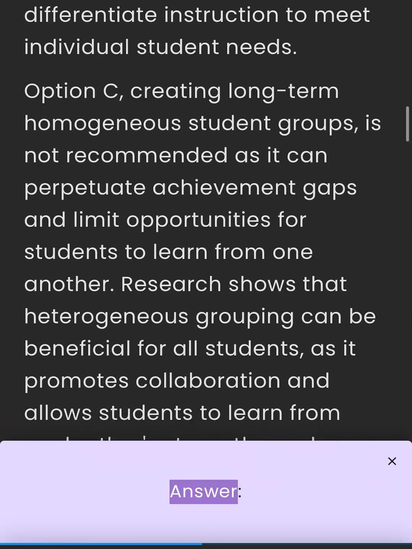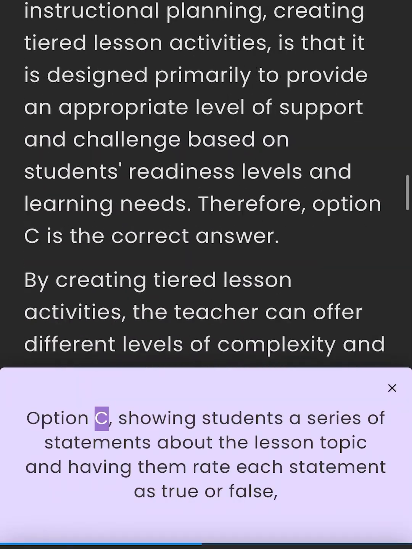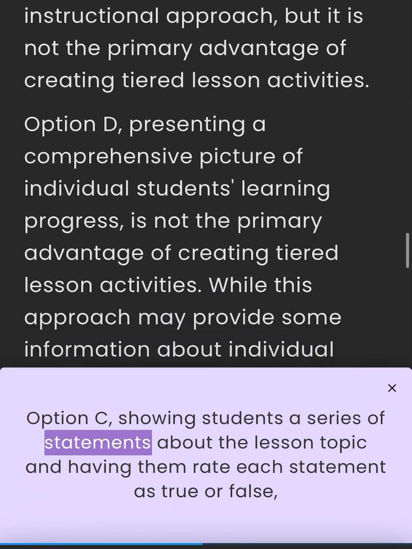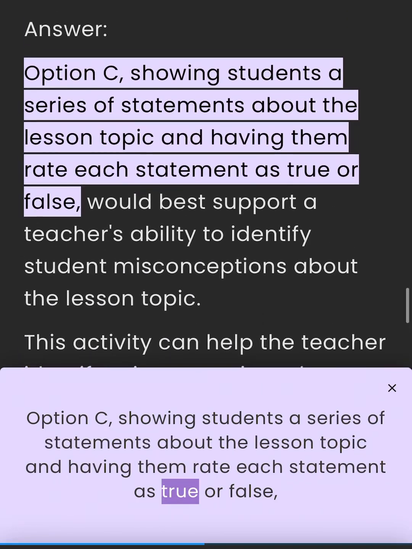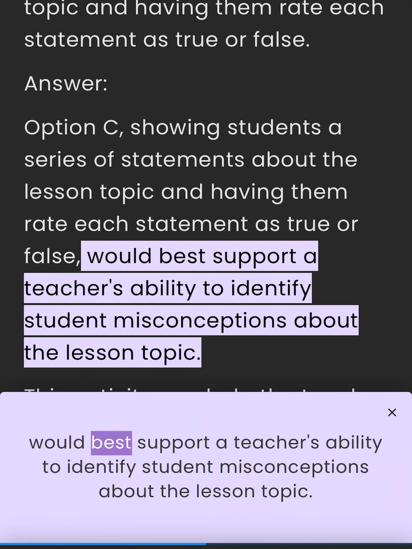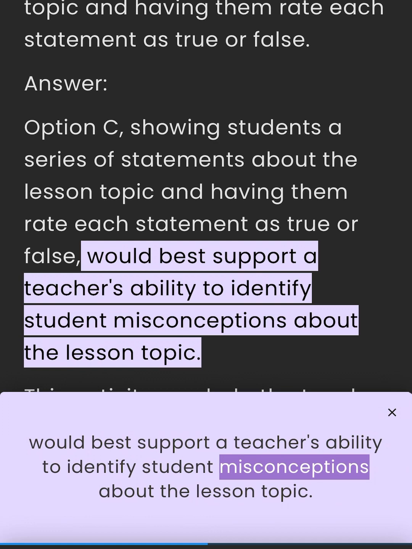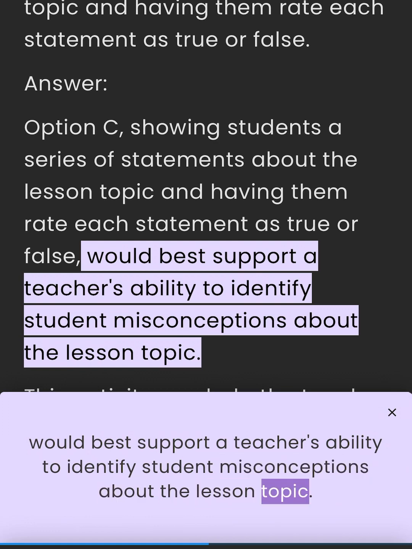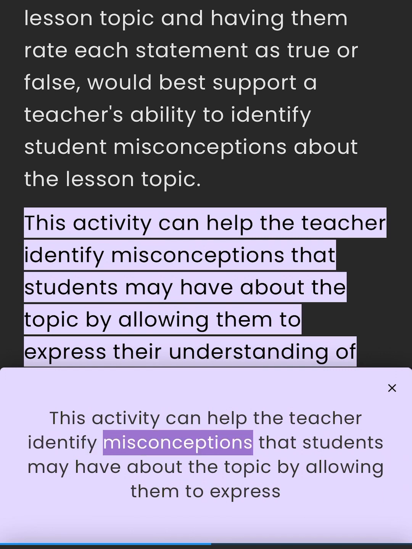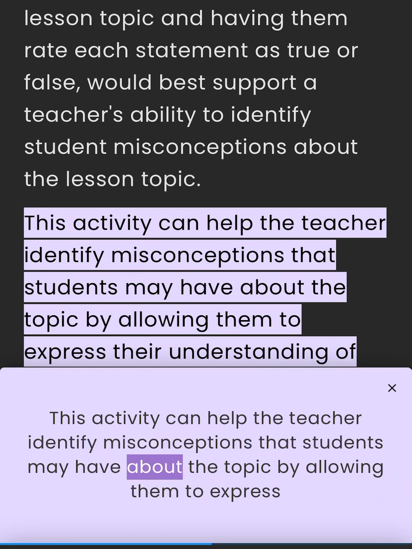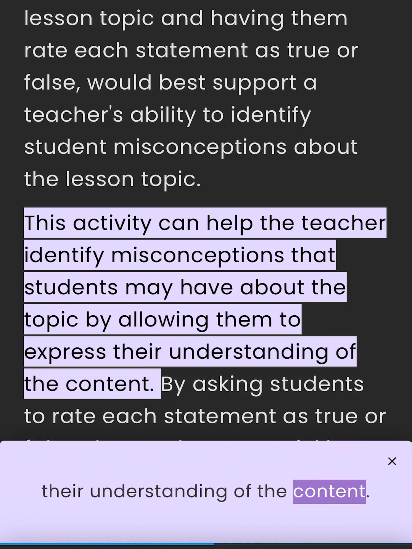Answer. Option C. Showing students a series of statements about the lesson topic and having them rate each statement as true or false would best support a teacher's ability to identify student misconceptions about the lesson topic. This activity can help the teacher identify misconceptions that students may have about the topic by allowing them to express their understanding of the content.